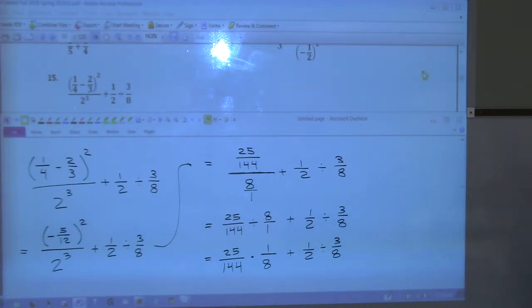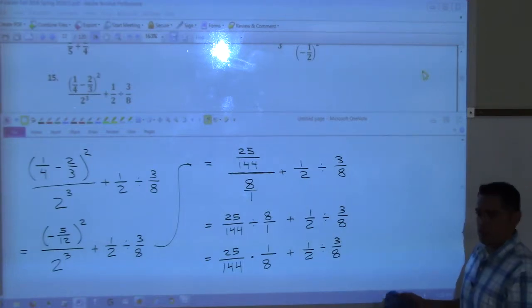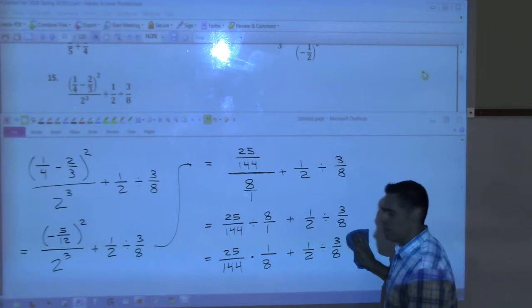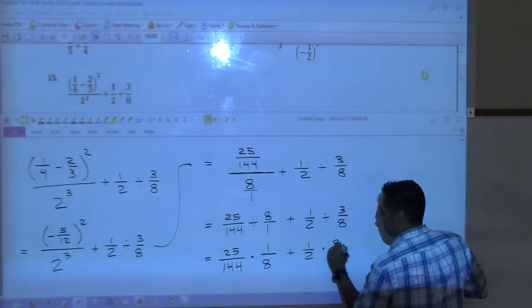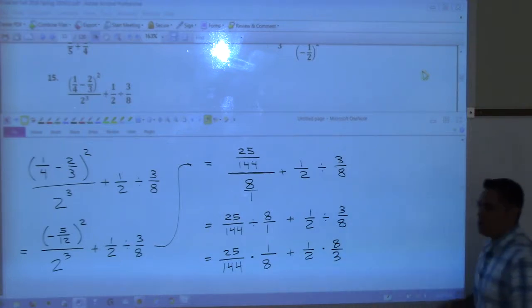Yes? Can you just flip the 8 over 3 now? Oh, you want to flip it now? Sure. Does anyone object? You don't want to waste paper, do you? Okay, all right. That's fine. I'm just trying to show every little detail, all right?